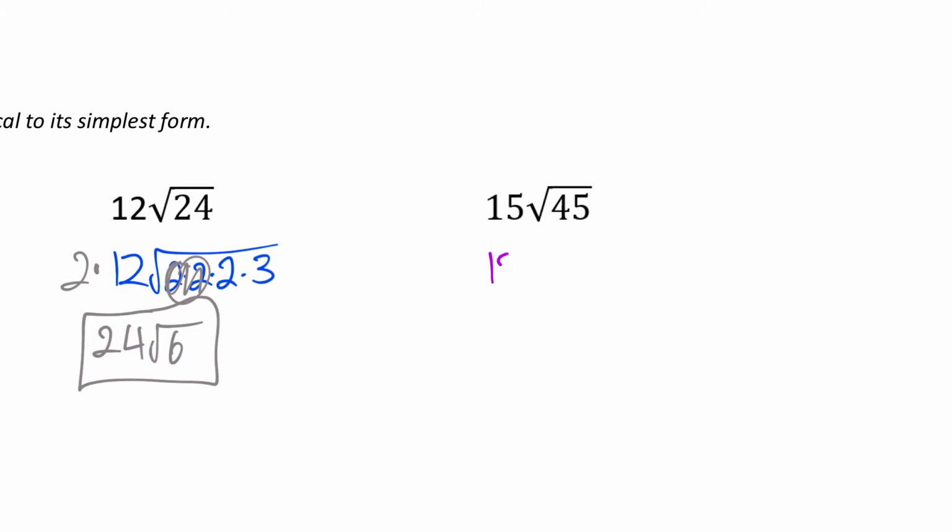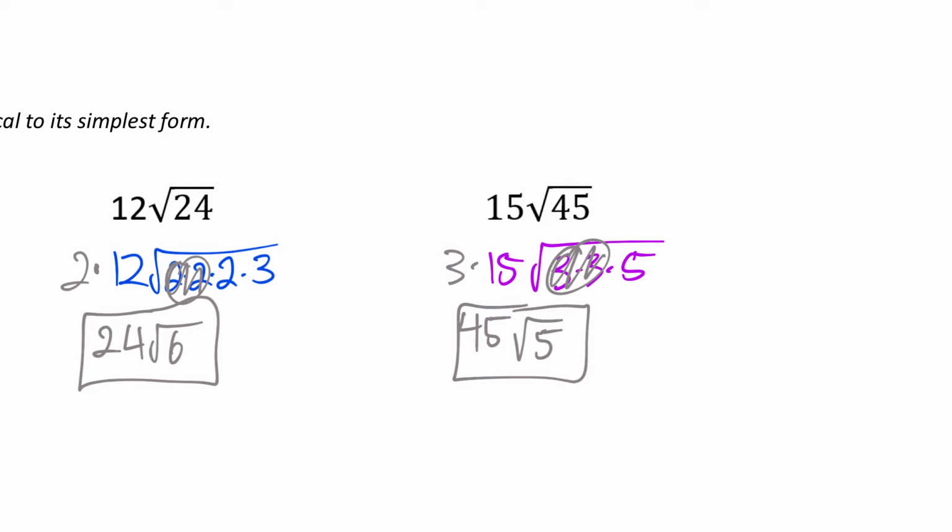All right, and then on this one, 15 on the outside. How does 45 break down? 2 3s and a 5. So we have a pair of 3s that's coming out. So we have what on the outside? 45. And then on the inside, we have 5. 45 square root of 5.